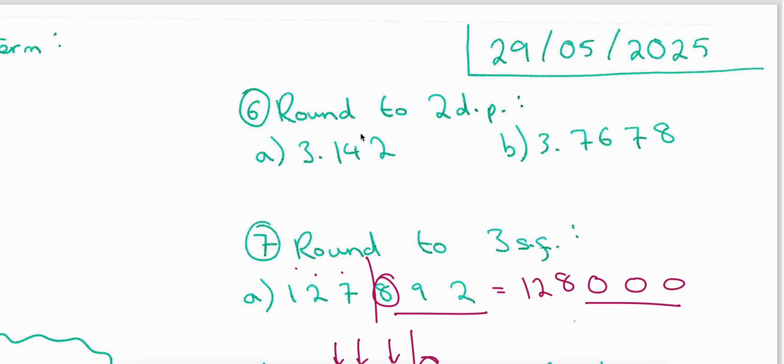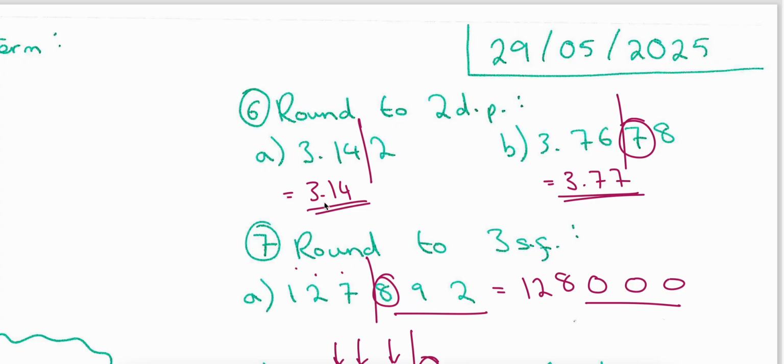Next up, 2 decimal places. Well, boom, draw the line, 3.14. And the next one, 1, 2, draw the line. The 7's going to influence, so it's going to be 3.77. And there we go.